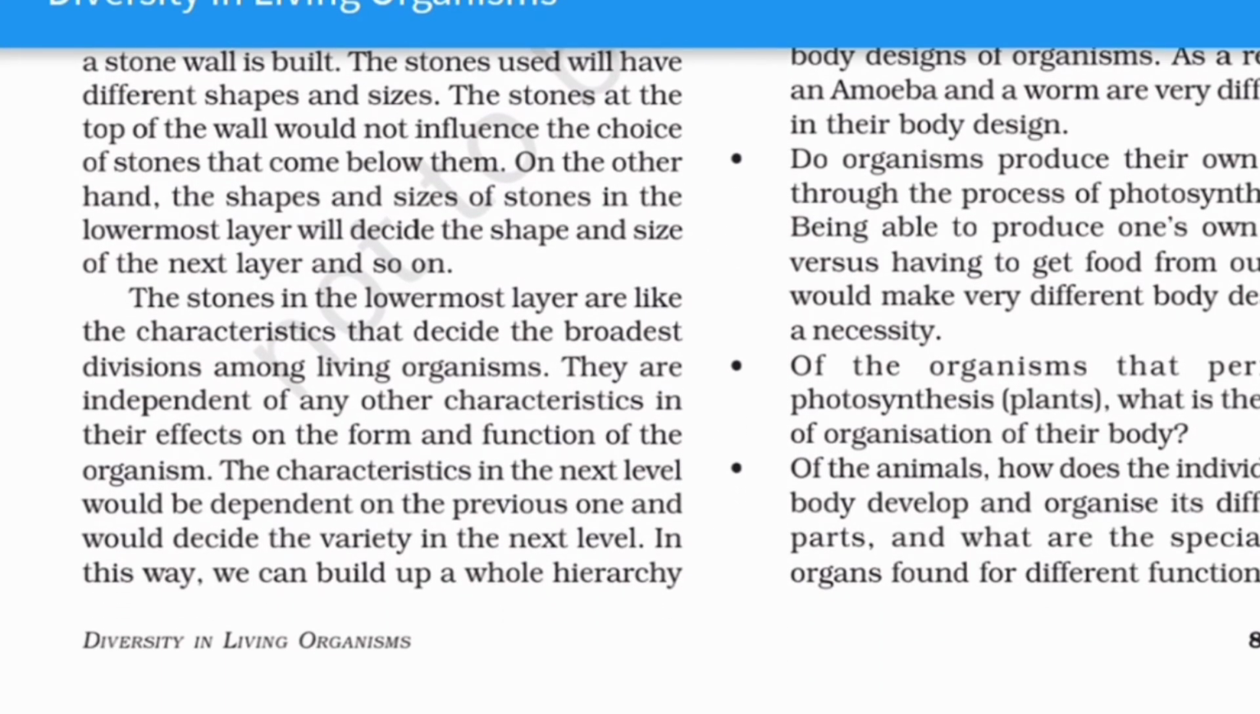The stones in the lowermost layer are like the characteristics that decide the broadest divisions among living organisms, and these are called cell. They are independent of any other characteristics in their effects on the form and function of the organism. The characteristics in the next level would be dependent on the previous one, which are inherited from the mother cell to the daughter cell. The characteristics in the next level would be dependent on the previous one and would decide the variety in the next level.